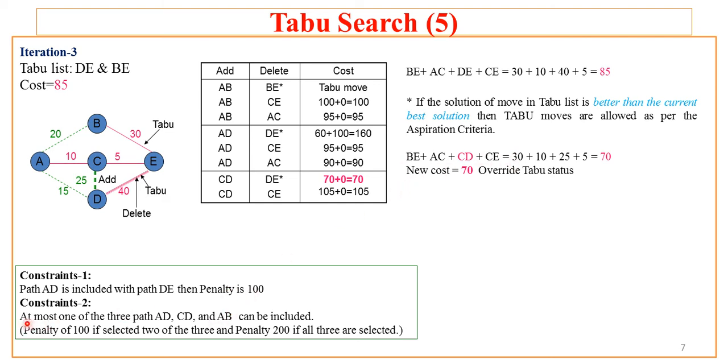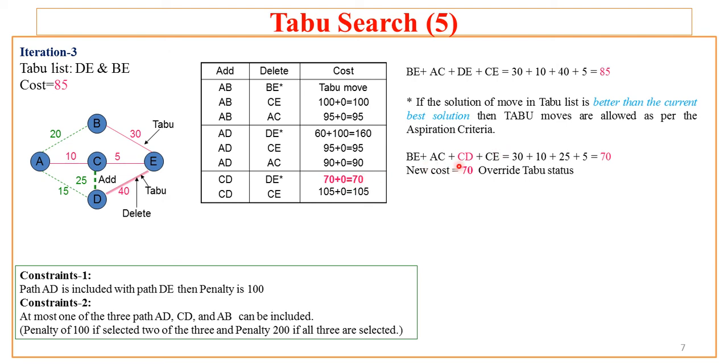Then we can see whether constraint 2 is applied or not. So we'll see, is there AD included? No. Is there CD included? Yes, it is included. Is there AB included? No. So if any one of these is used, then there is no penalty. So obviously for this combination BE, AC, CD and CE, the cost is 70 and there is no penalty.